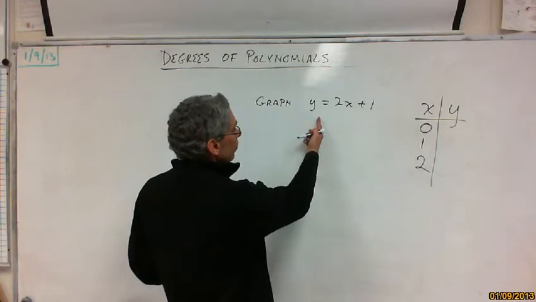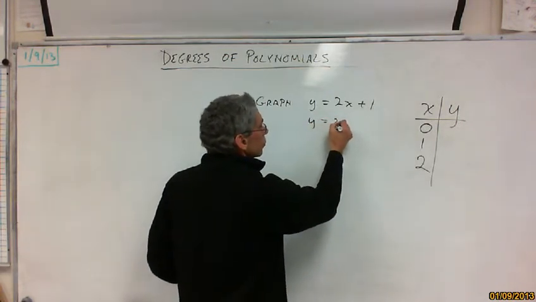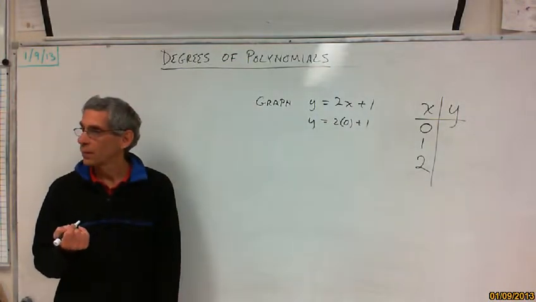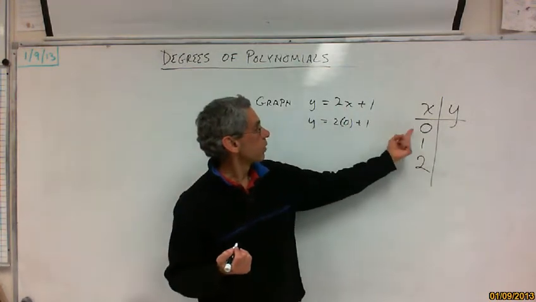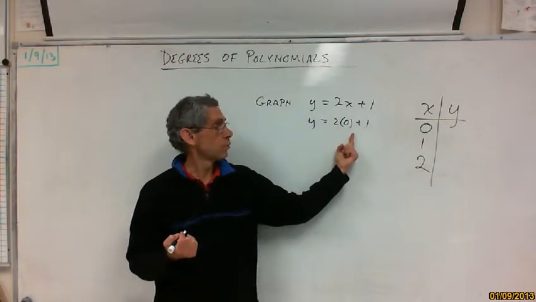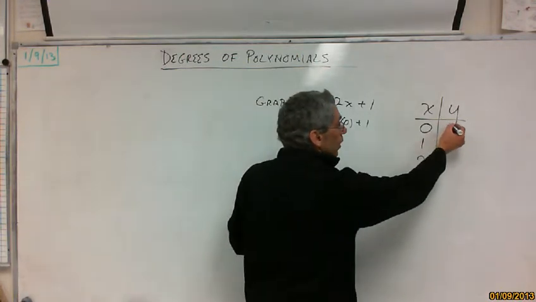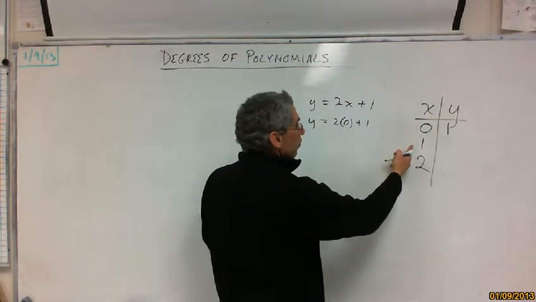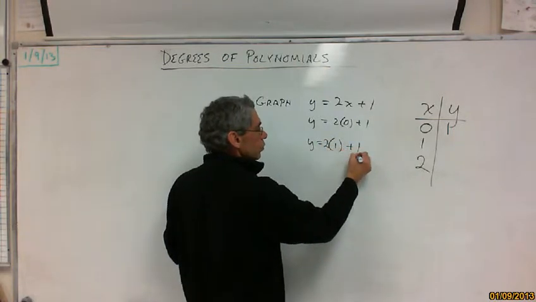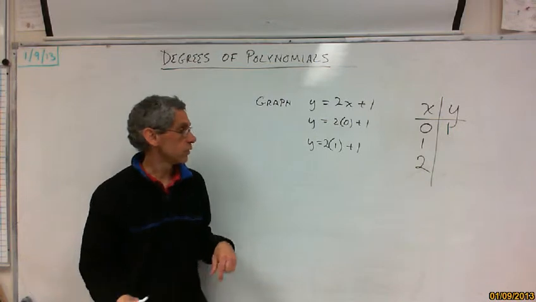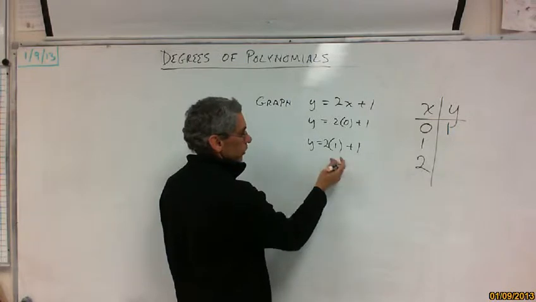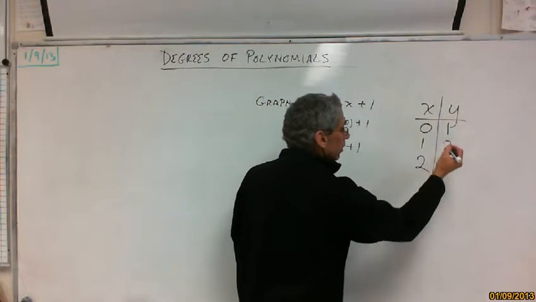So what would y equal if x were 0? y is equal to 2 times 0 plus 1. Elizabeth, what would it be? 1. So I put a 1 here. If x were 1, y is equal to 2 times 1 plus 1. Sal says 3. Do you agree, Serena? 2 times 1 is 2, plus 1 is 3. So y is 3. So I put a 3 here.